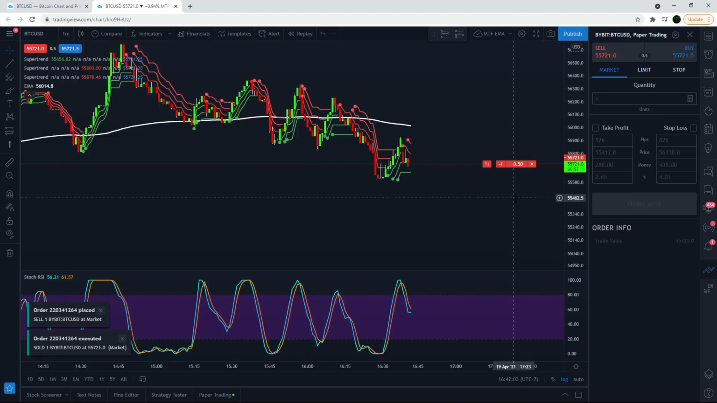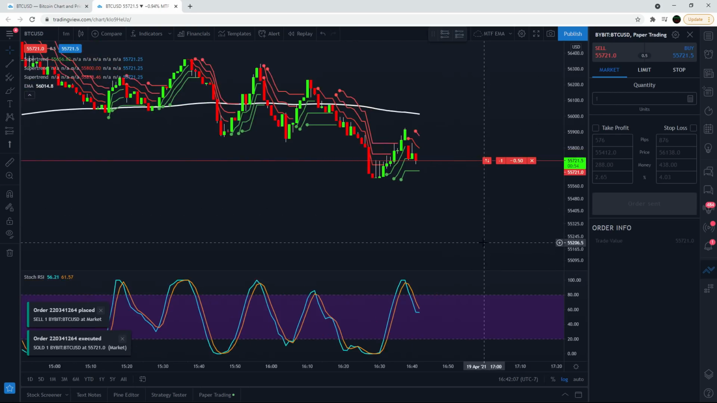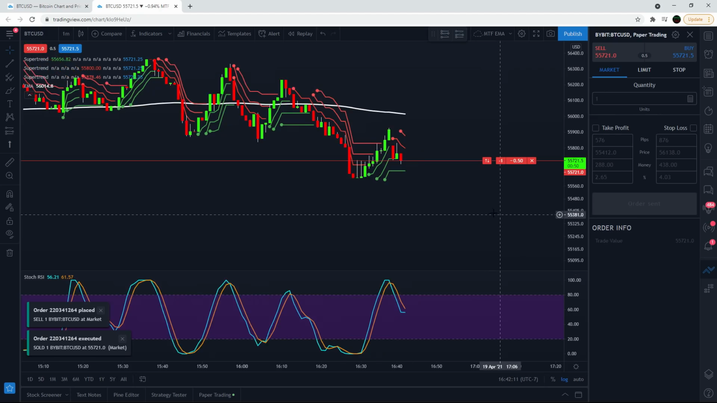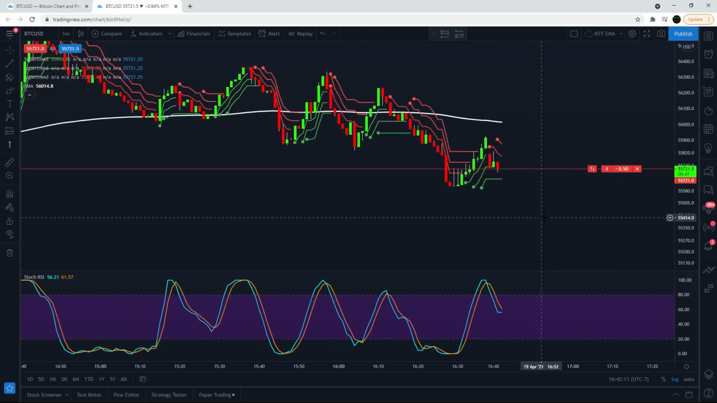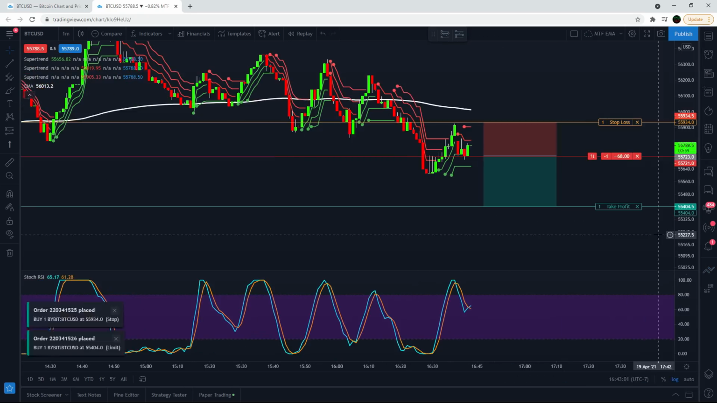All right, short entry here, as you can see, coming from the overbought territory on the stochastic RSI, got the super trend indicating short and price under the 200 EMA. So we will see how this plays out.